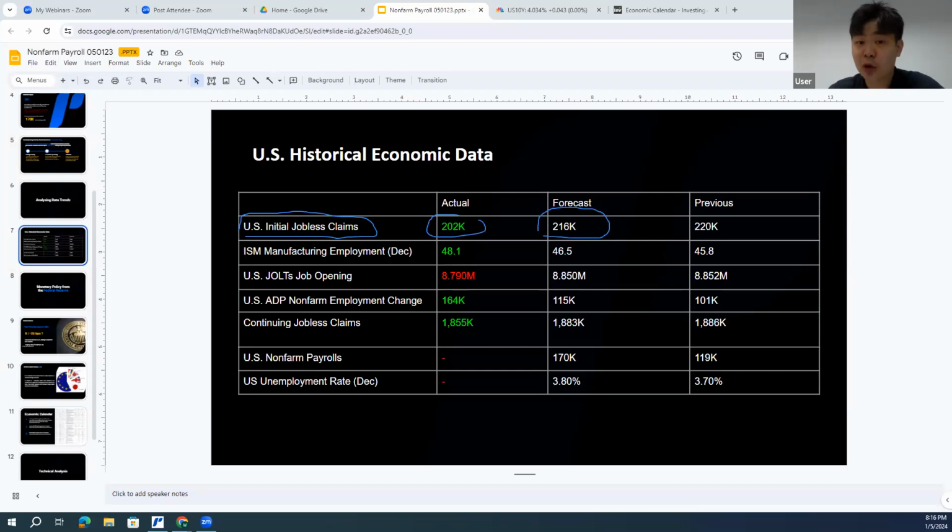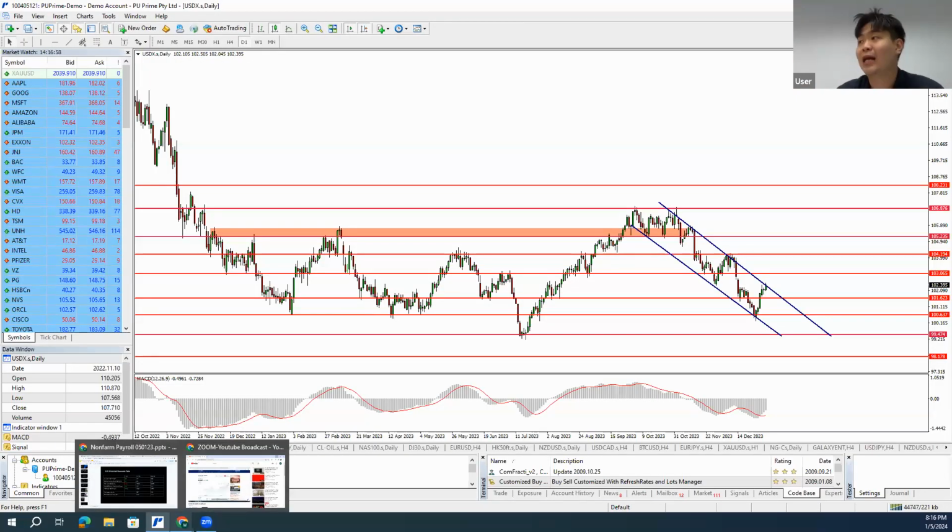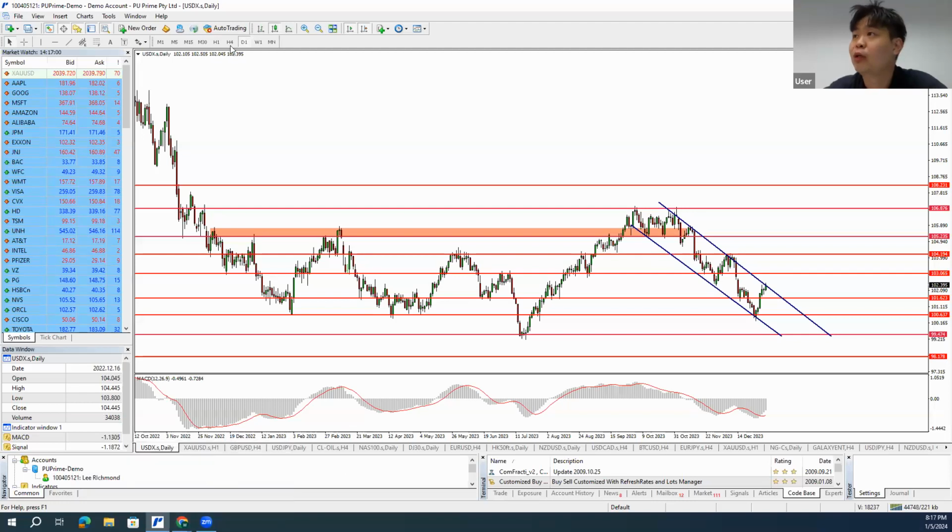It's actually good. So not only initial jobless claims, you can notice ISM manufacturing employment, US ADP non-farm employment change, continuing jobless claims are all better than the market expectations. And then economists are also expecting the NFP should become better, 170K, higher than the previous reading. So these are the things that can increase the probability that the NFP tonight should provide a certain positive reading. And this is the main reason that caused the dollar to increase more.